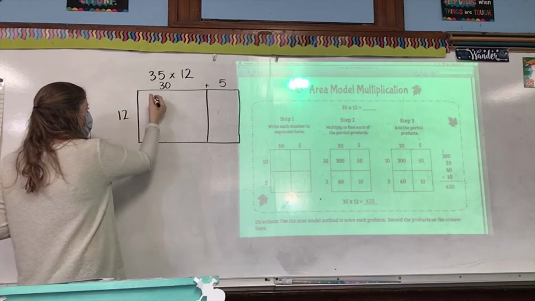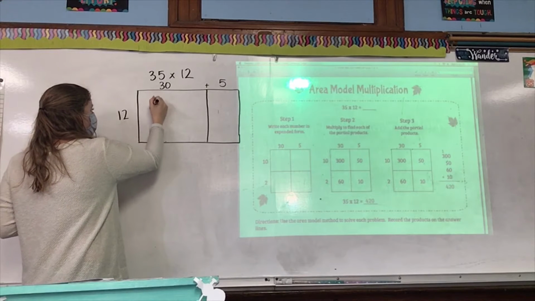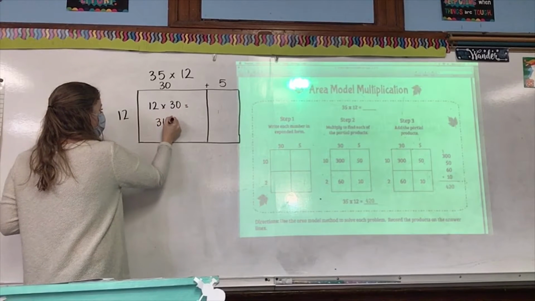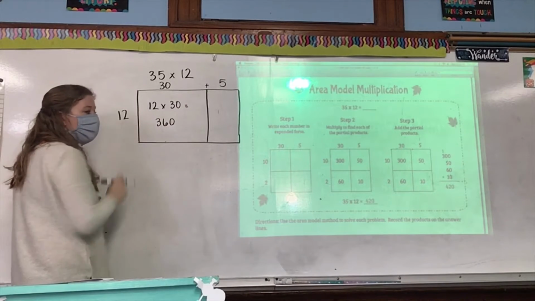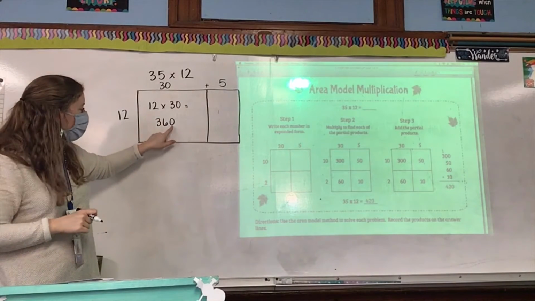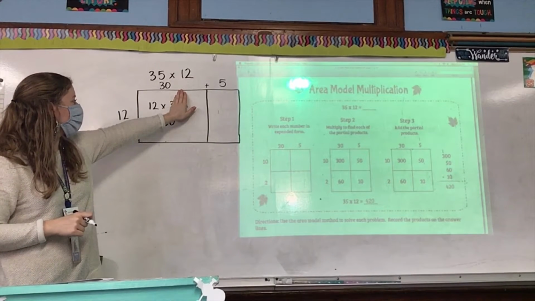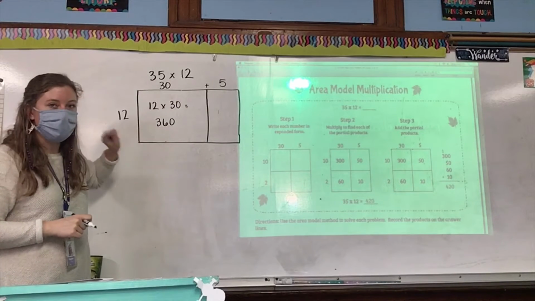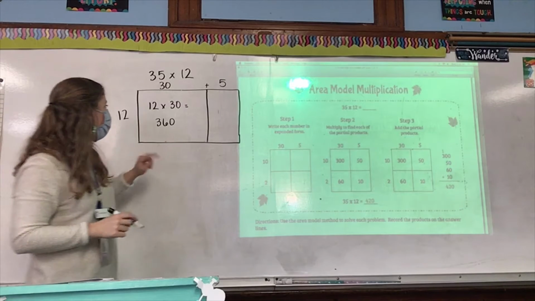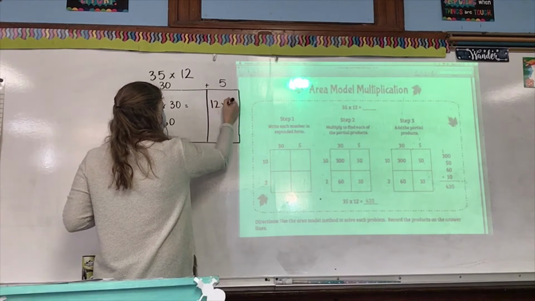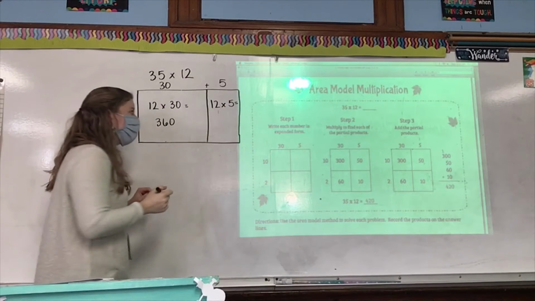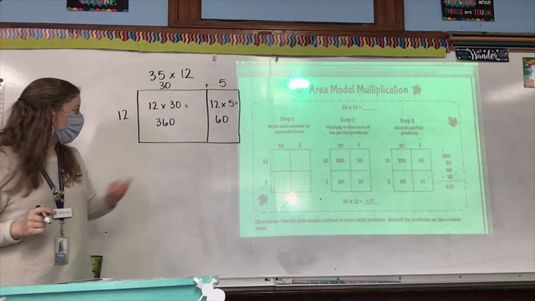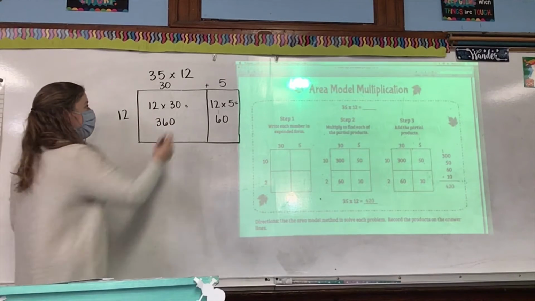solve. So in the 10 side, I'm doing 12 times 30, which equals 360 because we're multiplying by a multiple of 10. So we put a 0 in the ones place, cover up the 0, we have 12 times 3, that equals 36. So I put it in front of that 0. Then, in the ones box, I have 12 times 5, which I know based on my basic facts and patterns is 60. So now I have 360 plus 60.